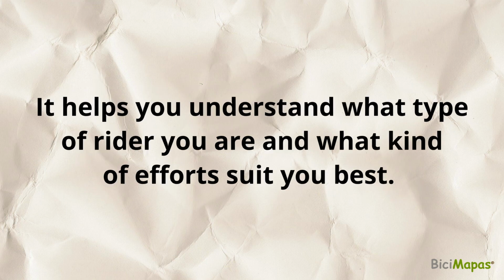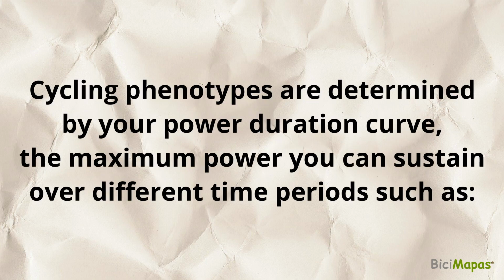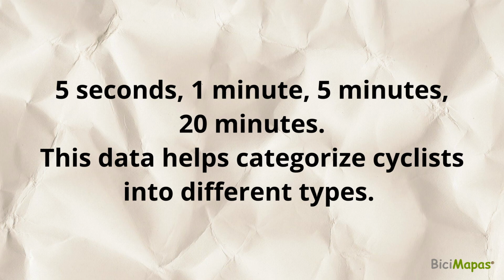Phenotype. Phenotype in cycling refers to your natural strengths as a rider, based on your power profile and physiological characteristics. It helps you understand what type of rider you are and what kind of efforts suit you best. Cycling phenotypes are determined by your power duration curve, the maximum power you can sustain over different time periods such as 5 seconds, 1 minute, 5 minutes, 20 minutes. This data helps categorize cyclists into different types.